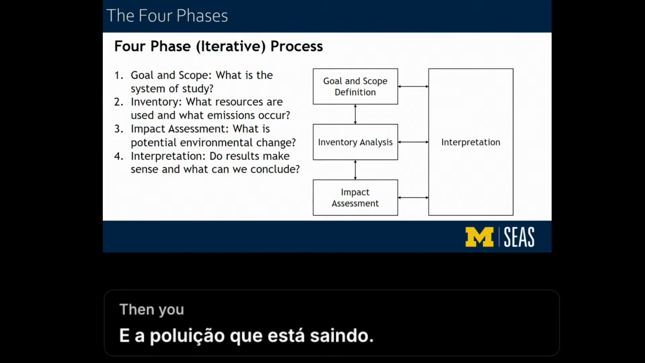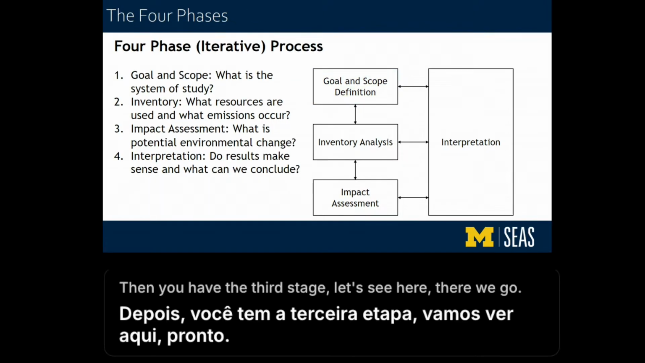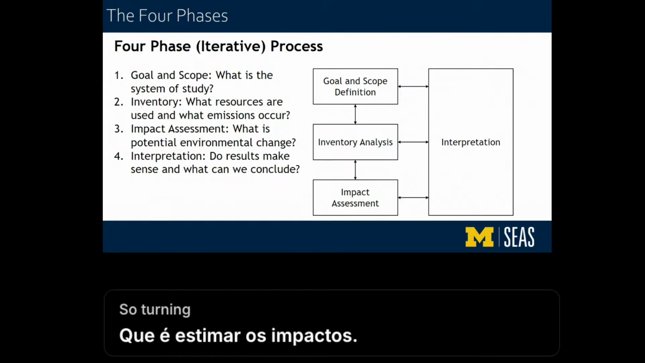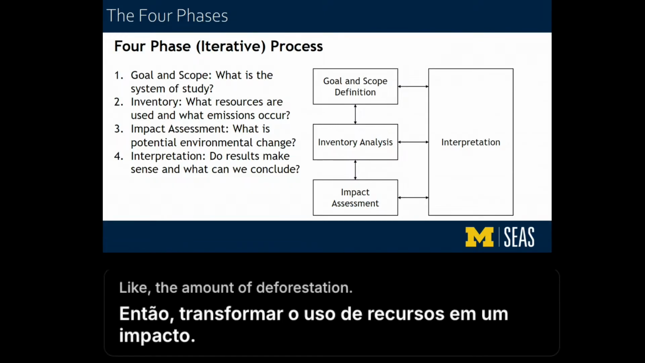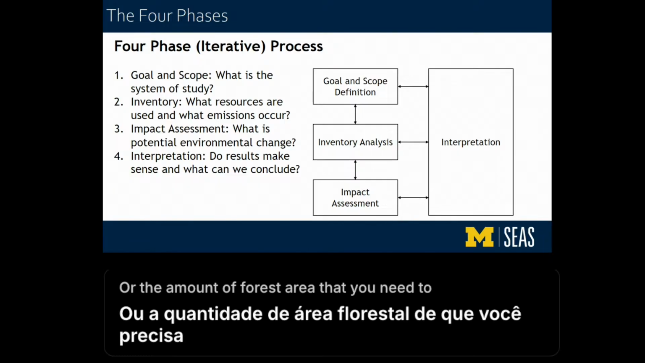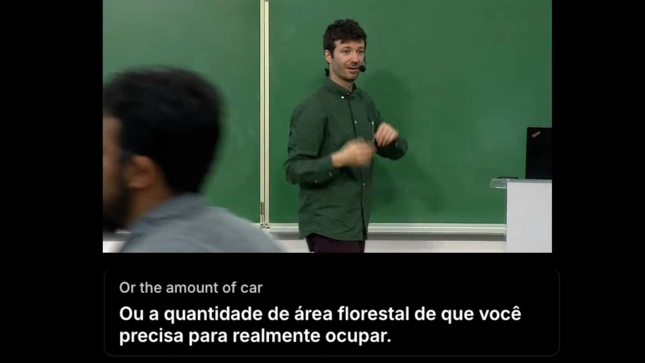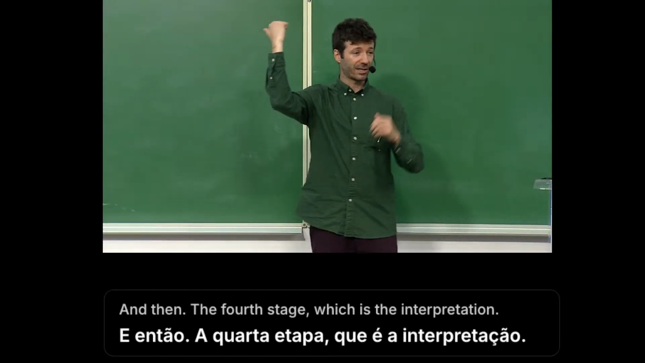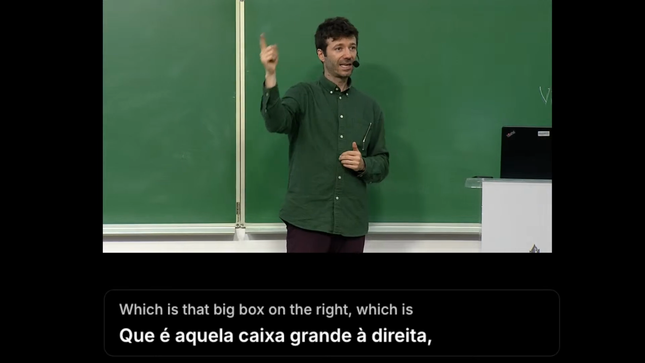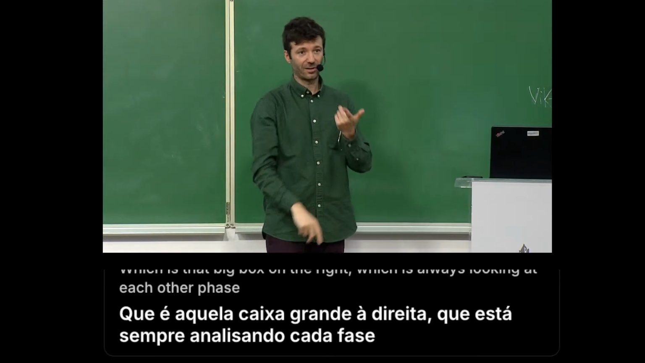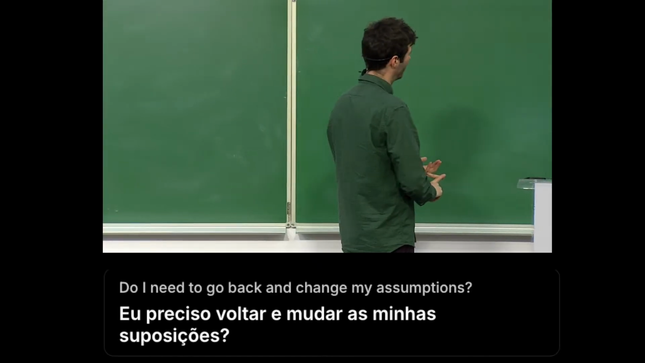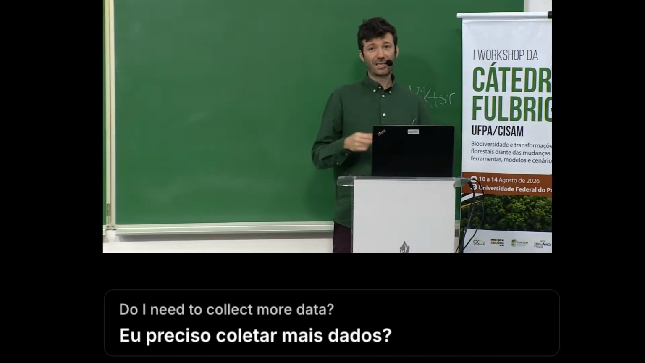Then you have the third stage, which is estimating the impacts. So turning resource use into an impact, like the amount of deforestation or the amount of forest area that you need to actually occupy, or the amount of carbon emissions coming out of your system. And then there's the fourth stage, which is the interpretation, which is that big box on the right, which is always looking at each other phase and trying to see, do my results make sense? Do I need to go back and change my assumptions? Do I need to collect more data? And what can I conclude from my study?